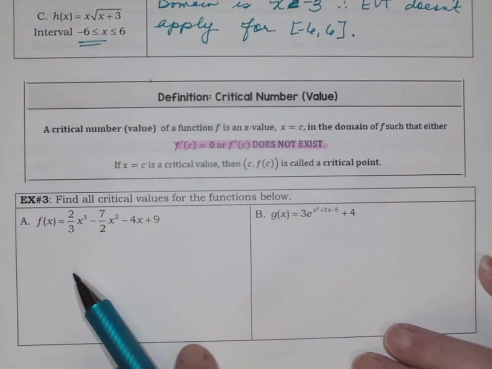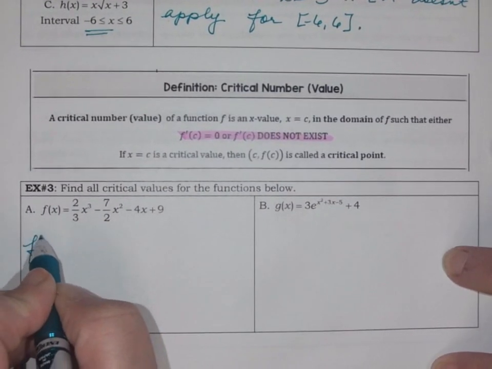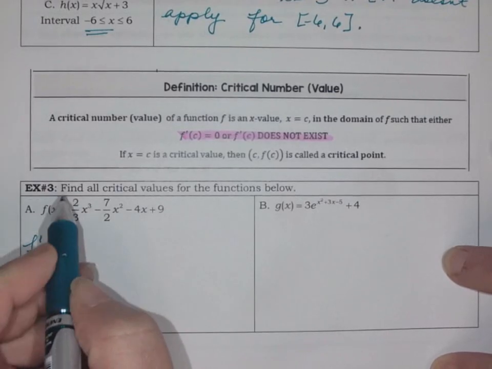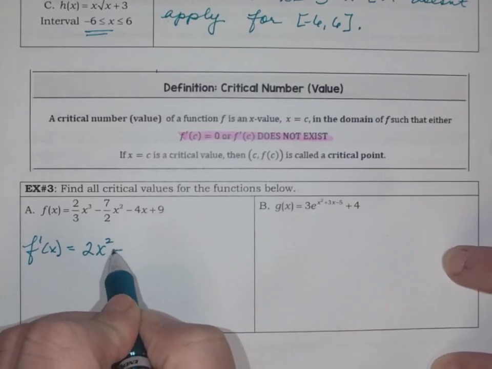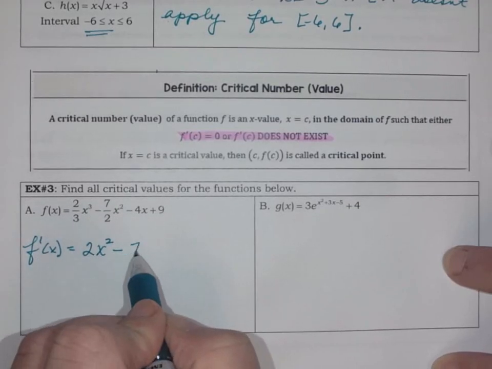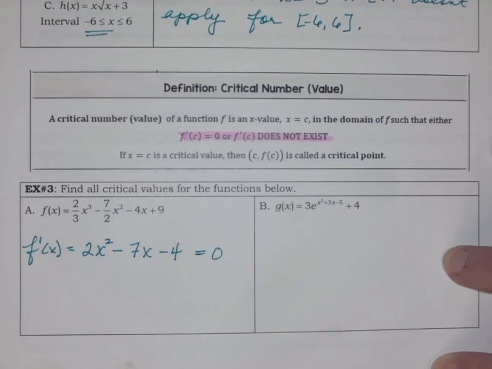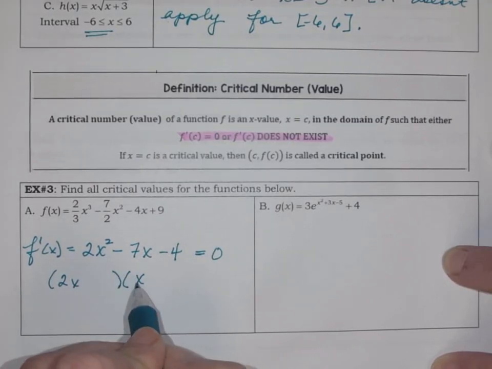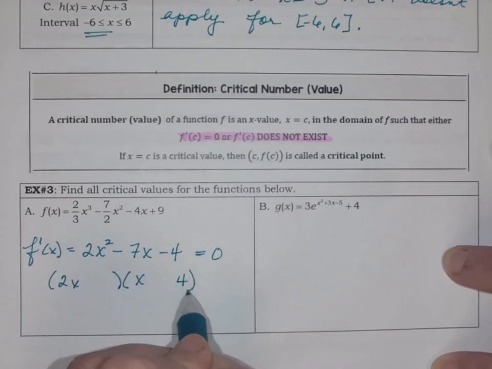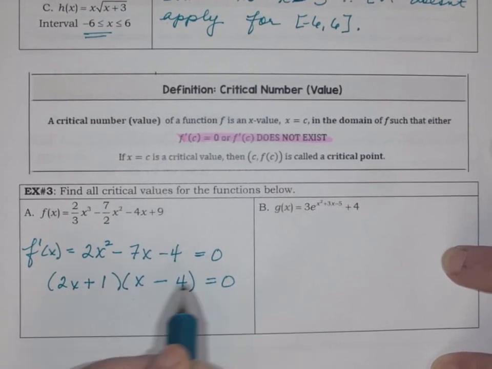So let's find our critical values for this. In order to do that, we just need our derivative, so f prime of x. If I bring my 3 down, that would be 2x squared minus, if I bring my 2 down, that would be 7x minus 4. And we want to know where that's equal to 0. So this guy we have to factor, so that would be 2x and x, and I think I need a 4 there and a 1, minus plus equals 0.